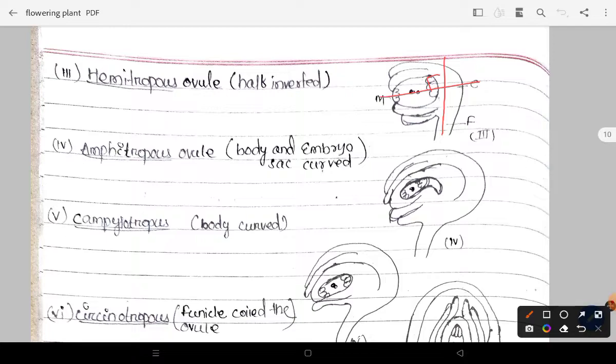Next comes campylotropous. The campylotropous ovule indicates the body or the nucellus is curved into a horseshoe shape.